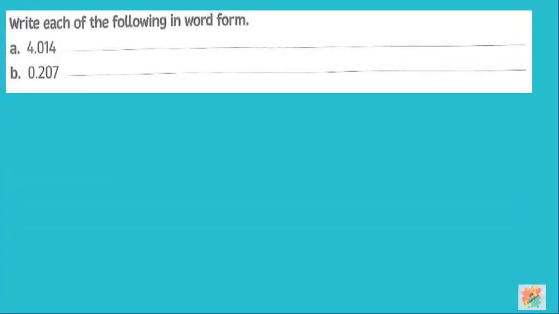In the next, write each of the following in word form. So how can we write this number in word form? We do this: 4 and 14. 14 what? Thousandths. Excellent.